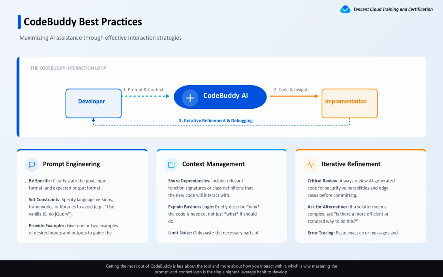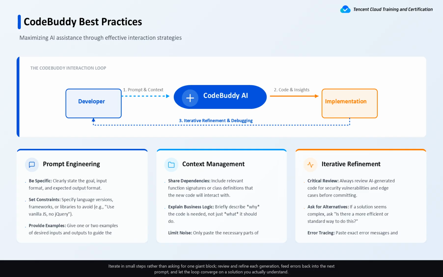Getting the most out of CodeBuddy is less about the tool and more about how you interact with it, which is why mastering the prompt and context loop is the single highest leverage habit to develop. Be specific in your prompts. Describe the input, the expected output, edge cases, and any constraints explicitly, because vague prompts produce plausible-looking but wrong code. Provide enough surrounding context by keeping relevant files open, pinning key references in the chat, and using inline comments to signal intent, since the model can only reason about what it can see.